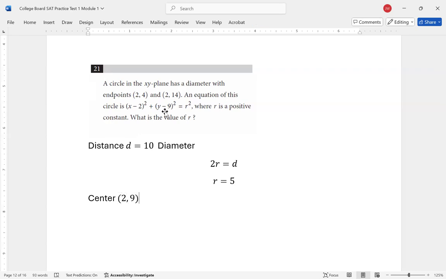So if the center is (2, 9), then finding the distance from (2, 9) to one of these two points, either (2, 4) or (2, 14), would give me the radius. So let's go ahead and do that. Find the distance from the center to (2, 4), let's say. Well, that's obviously 5.